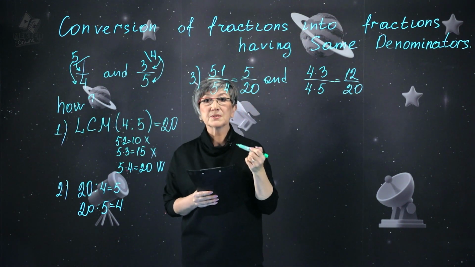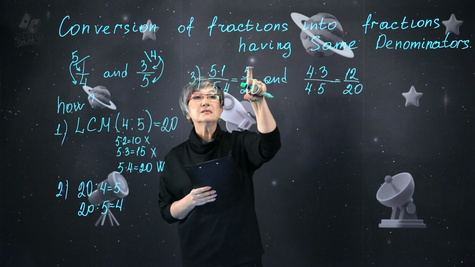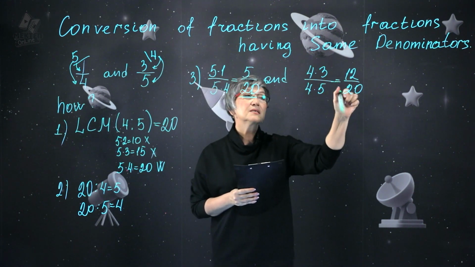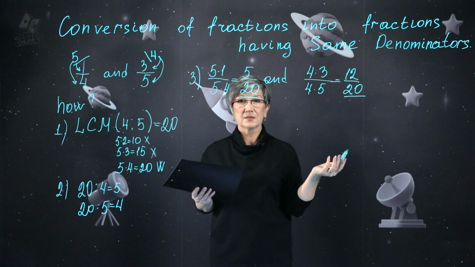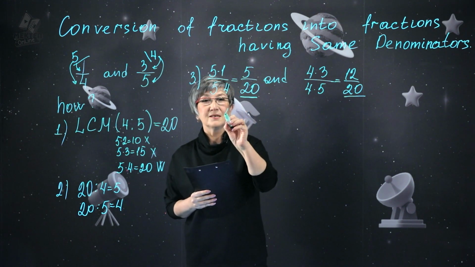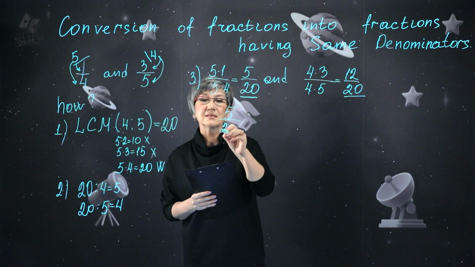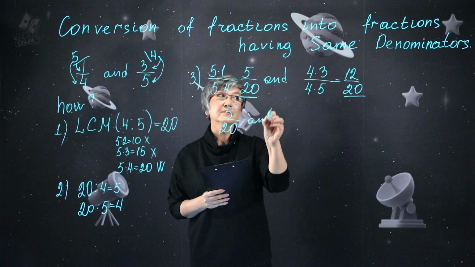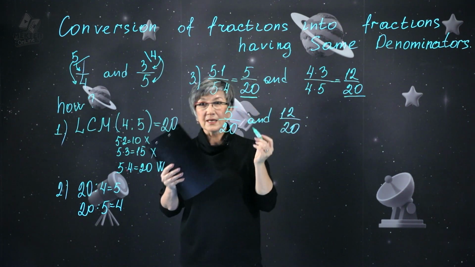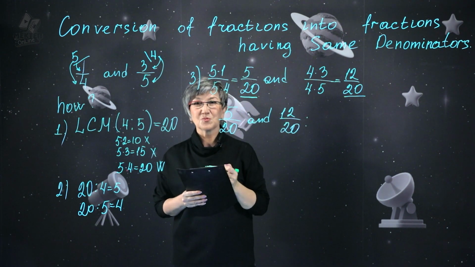Let us take another look at these fractions. We have 5/20 with a denominator of 20 and 12/20 with denominator 20. So in the end we ended up with the same denominators: the fractions 5/20 and 12/20. So this is how we bring them to a common denominator.